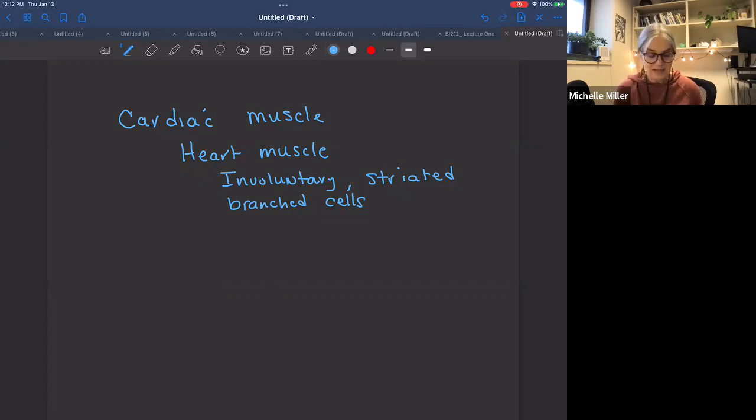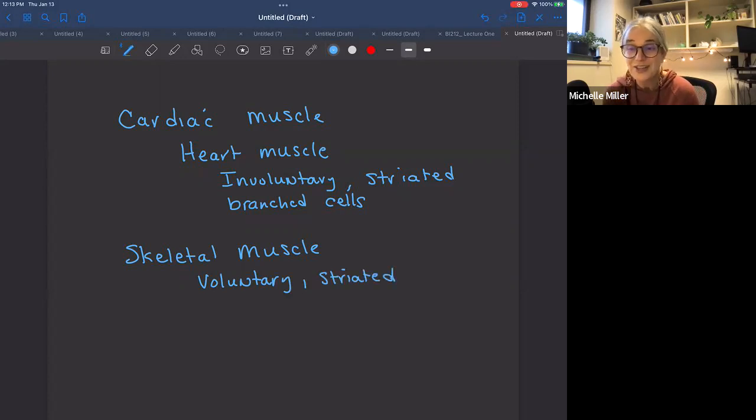The last type of muscle, which we're going to spend quite a bit of time on, is called the skeletal muscle. And this is the one that causes movement. And so the skeletal muscle is voluntary and it is striated.